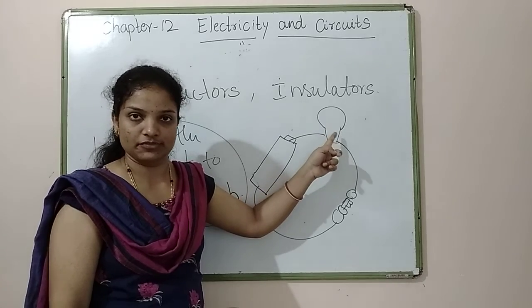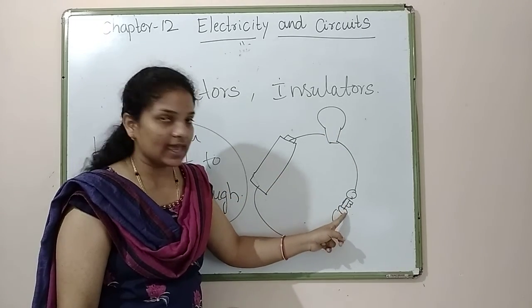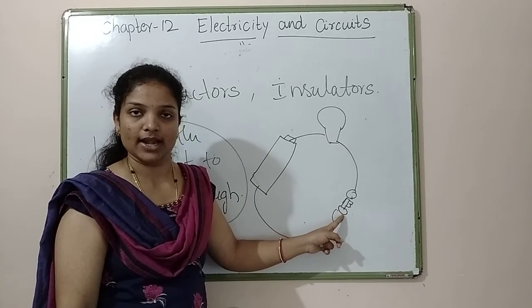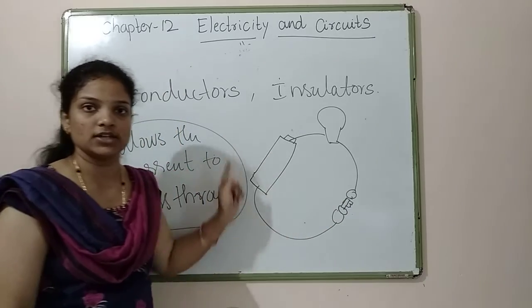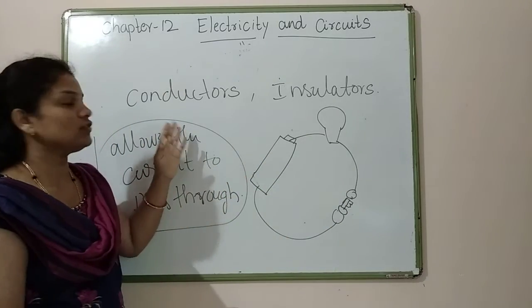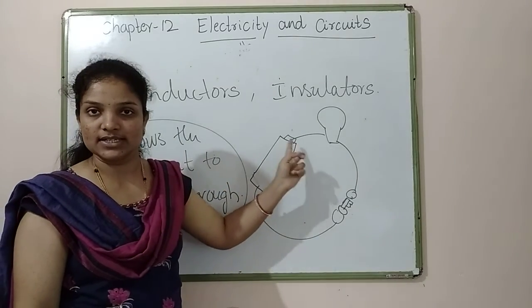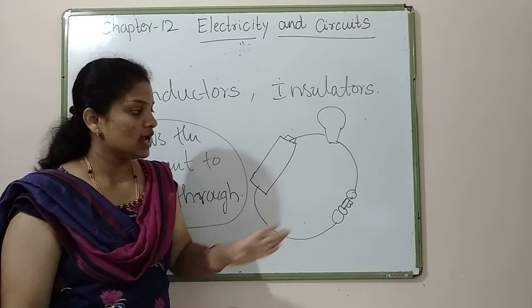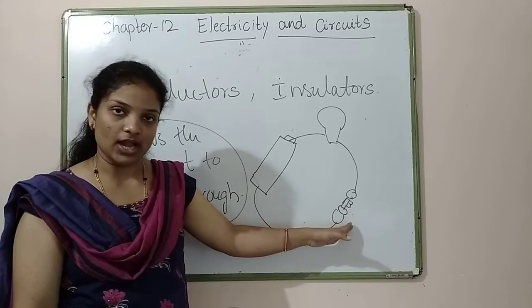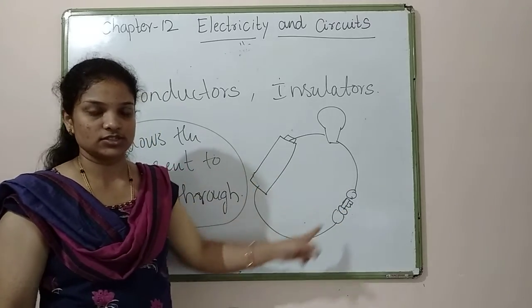The bulb will definitely glow. Why? Because this key is made up of iron, and iron allows the current to pass through. Iron is an example of conductors. So plastic is an example of an insulator. Plastic doesn't allow the current to pass through, and the key, this iron, will allow the current to pass through.